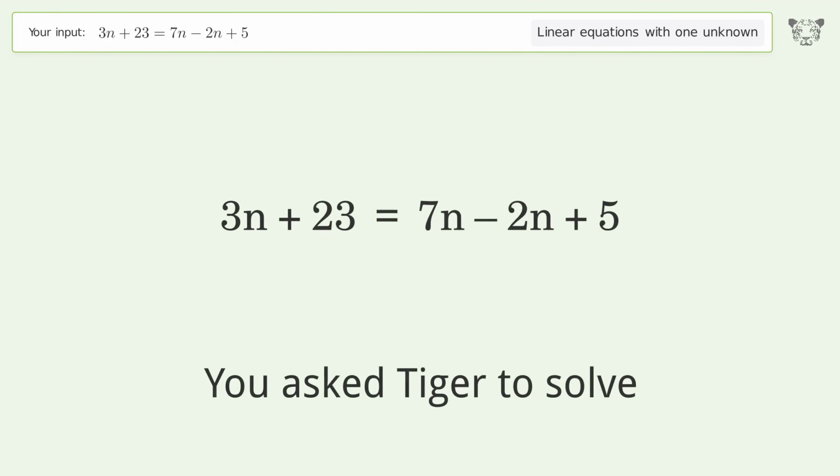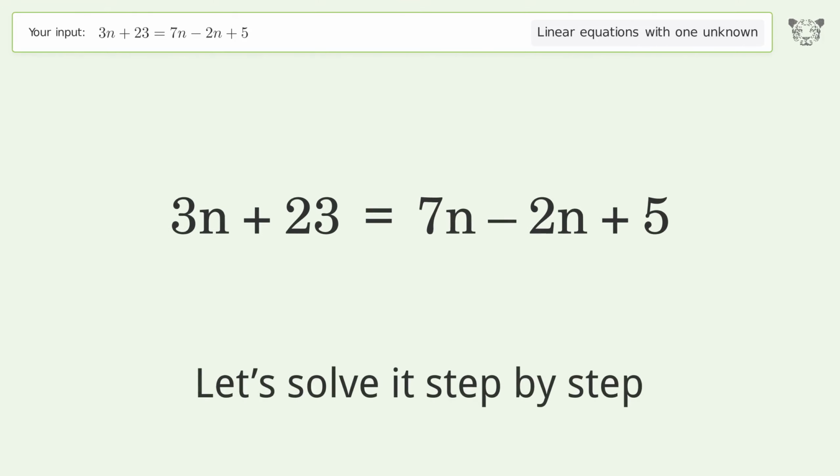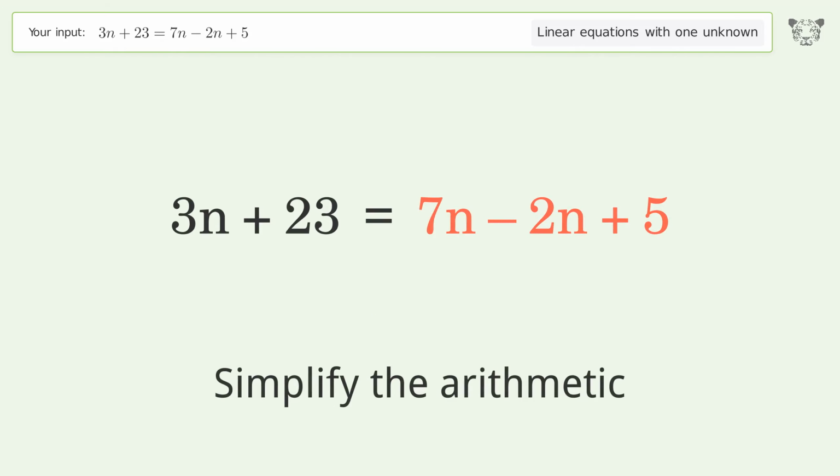You ask Tiger to solve. This deals with linear equations with one unknown. The final result is n equals 9. Let's solve it step by step. Simplify the expression. Simplify the arithmetic.